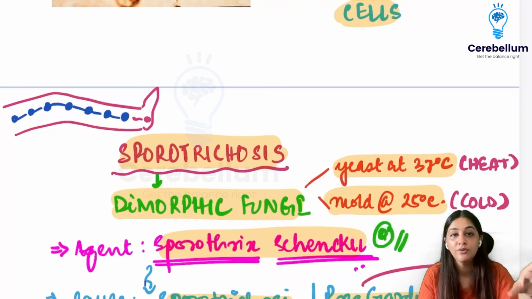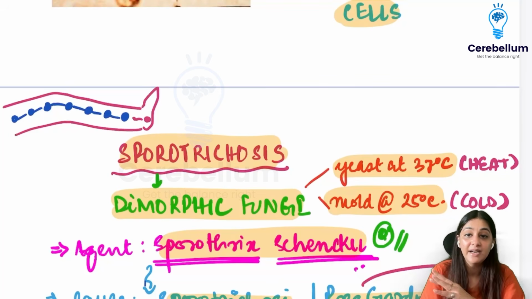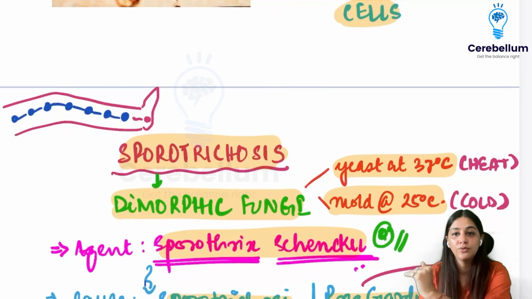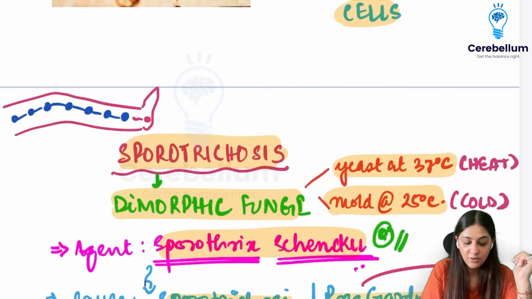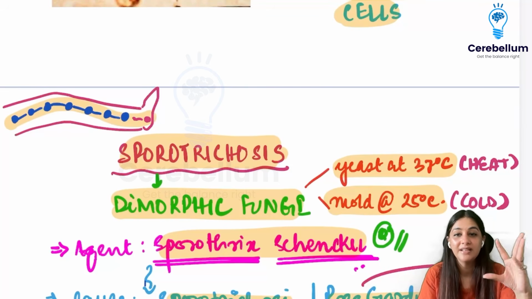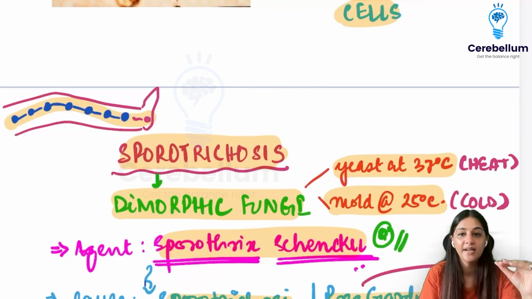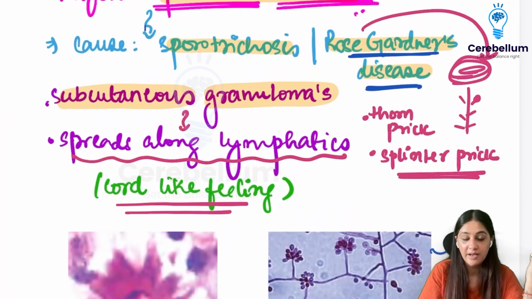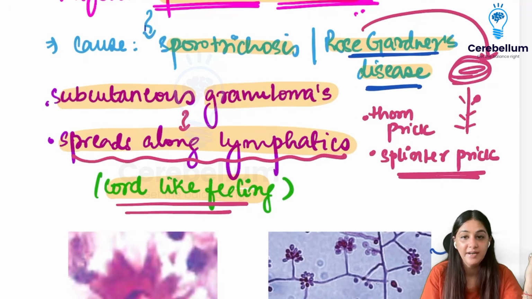It is not going to be a random placement of the granulomas. It will follow a path, because wherever the lymphatic drainage is going, the fungus is going to go along and start producing subcutaneous granulomas. And on this, if you touch this whole thing, you will feel it like it's a cord, like a cord-like feeling. So that is why you will have a cord-like feeling, and it is going to spread all along the lymphatics.